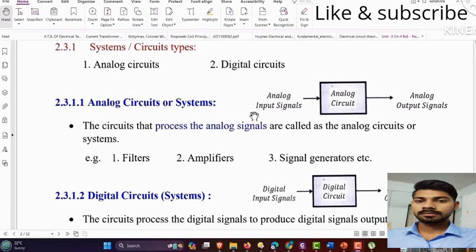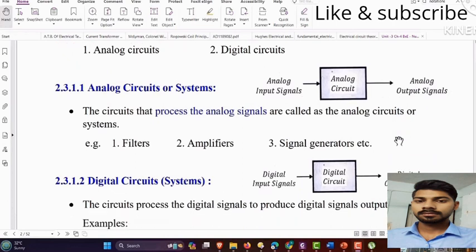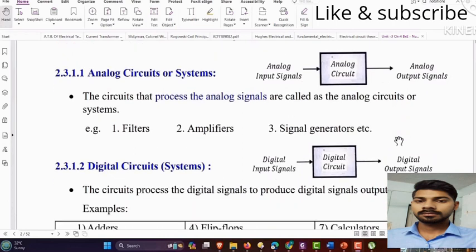They are having input as analog signals and the processed output, that is also the analog signal. The typical examples are filters, amplifiers, and signal generators, etc.